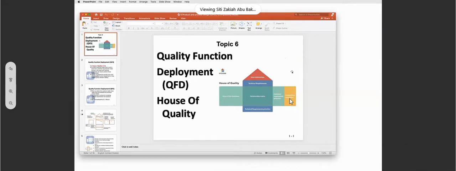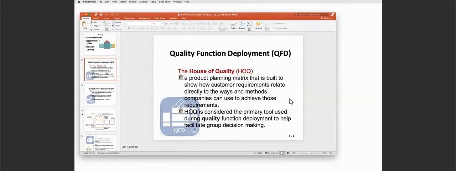As I told you earlier, we're going to talk about quality function deployment, or the house of quality. We have learned about voice of the customer, voice of the market. The house of quality is also called the product planning matrix. It shows how you incorporate the customer requirement into your design. Remember, we are looking at our product and process design. So QFD shows how you integrate these two.